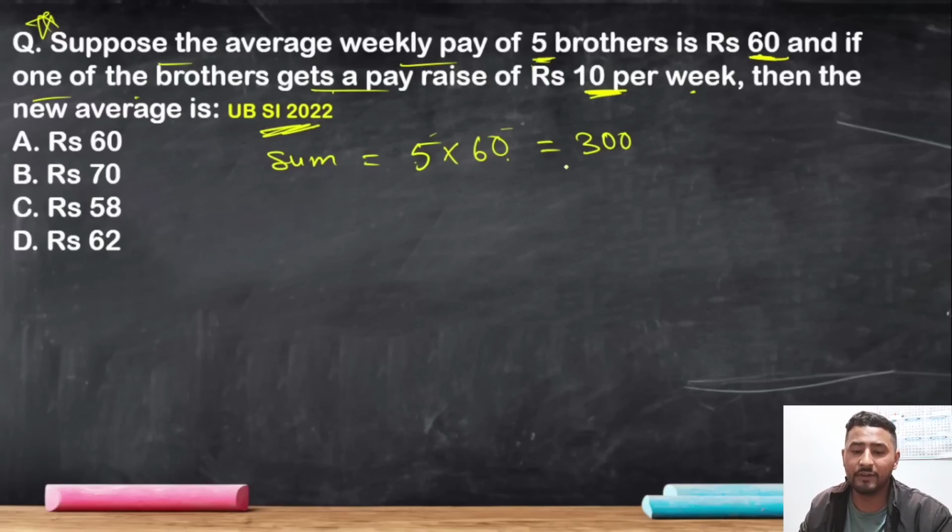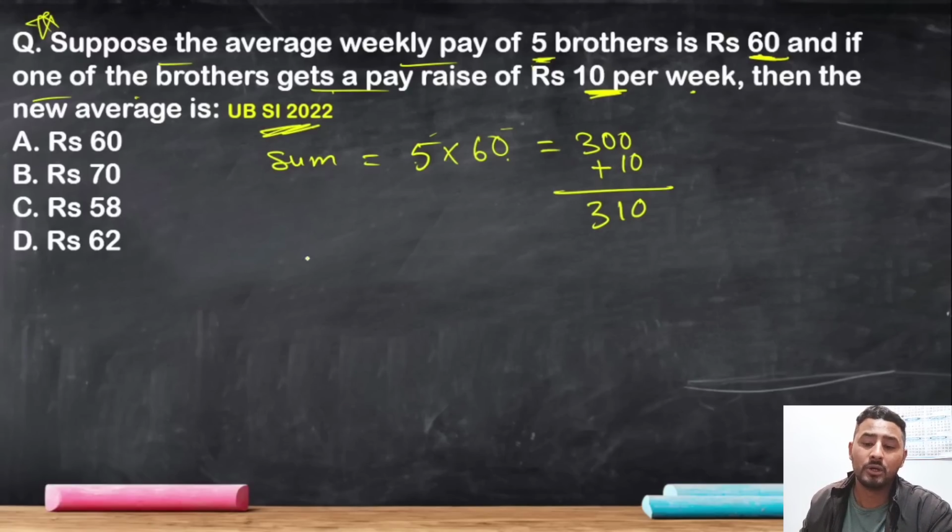Now remember, what it is saying is if one of the brothers gets a pay raise, only one brother. So if the sum of these 5 brothers is 300, one is getting extra 10, so you should add this 10 here. The total sum will be 310. Now what should you do? For the average, the total number is 5 only because no one is replacing. It is 5 only, right? The only thing is that one of the brothers is getting an extra 10 rupees.